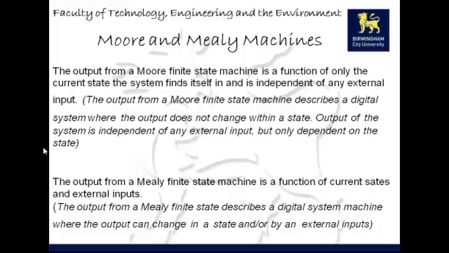The output of a Mealy finite state machine is a function of its current state and external inputs. So the output of a Mealy system is that the output can change within a state. It can change depending on a state or an external input. There will be several examples to follow which will reinforce this distinction between the two.